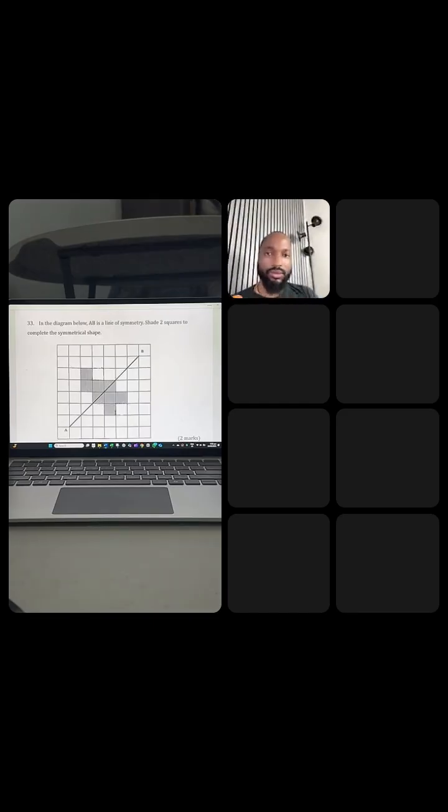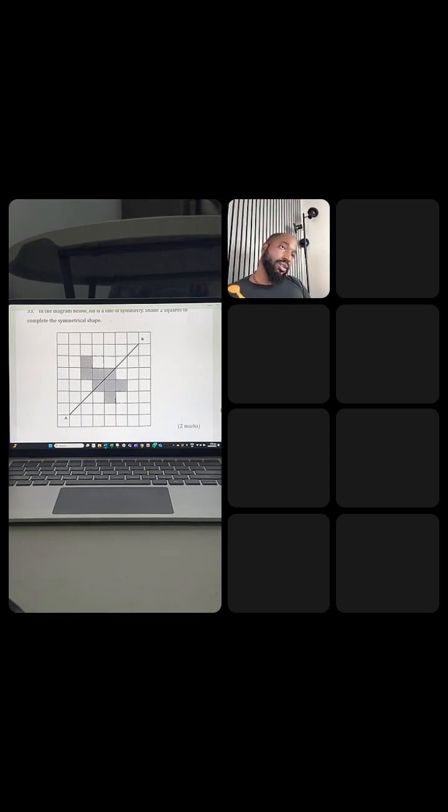This one is in the diagram below. AB is a line of symmetry. Shade 2 squares to complete the symmetrical shape. So yeah, go ahead. This is easy for you, but this is actually one of the tough symmetrical questions for the average SEA student, because the line of symmetry is diagonal.